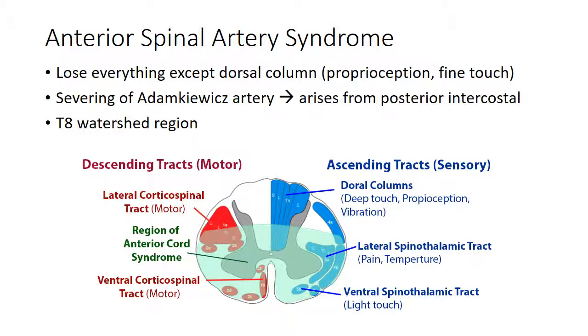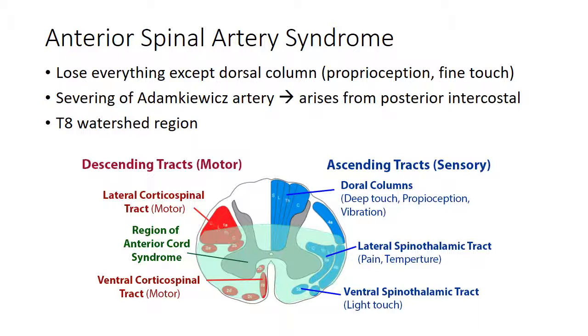Anterior spinal artery syndrome, I think, is the last one that I'm going to talk about, but as you can see here in the diagram, this is the region that's damaged. You can see here then that you lose all of your functions except for proprioception and fine touch, because the dorsal column is intact. So you will lose everything from the area of damage downwards, basically.